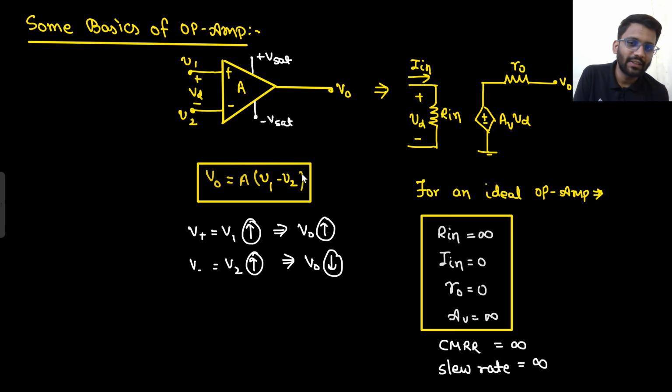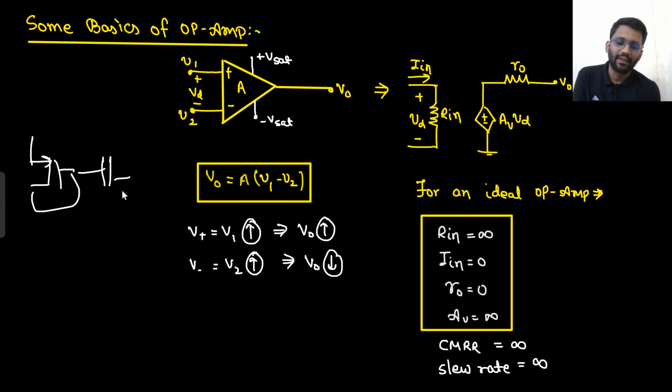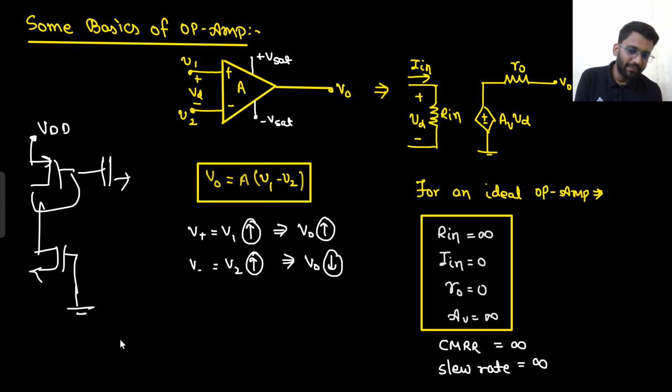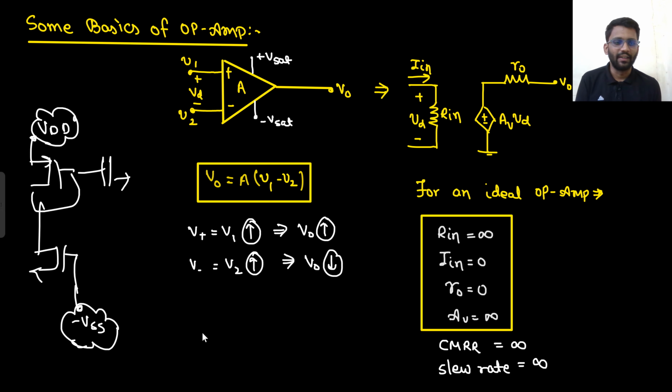What are these saturation voltages? When we designed the op-amp, what did we do? There was a differential amplifier, there was an active load, all those things were there, right? There was a supply VDD and at the lower side I made ground, but in actual we don't keep it ground. In actual we keep it minus VSS, and this supply should be VDD, or you can say minus VDD.